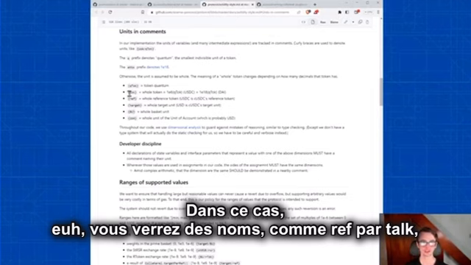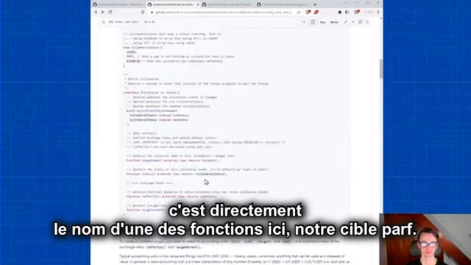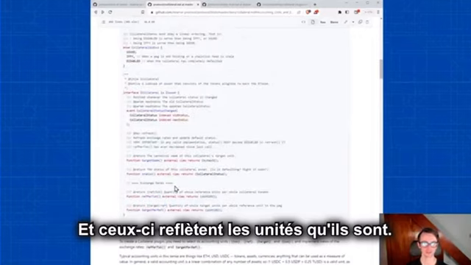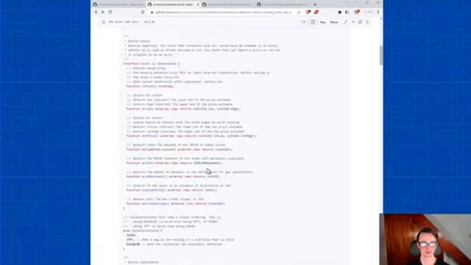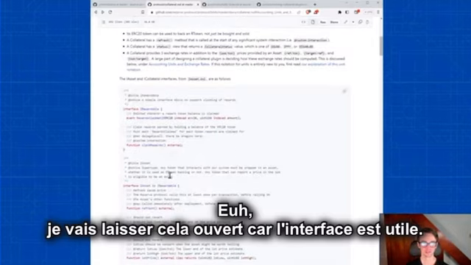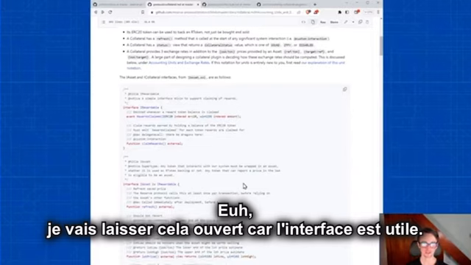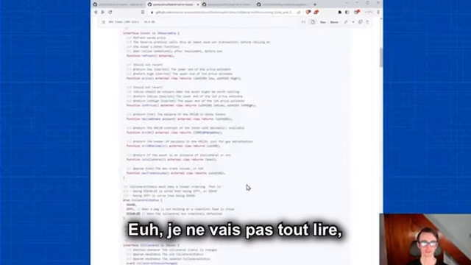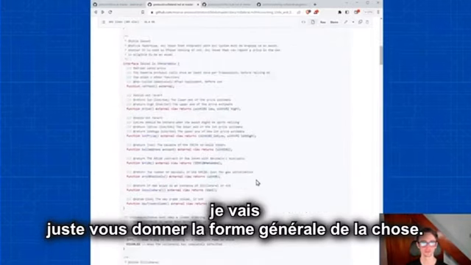You'll see naming like ref per tok. That's straight up the name of one of the functions here, or target per ref. And these mirror the units that they are. I'll leave this up because the interface is useful. I'm not going to read through everything. I'm just going to give you the rough form of the thing.